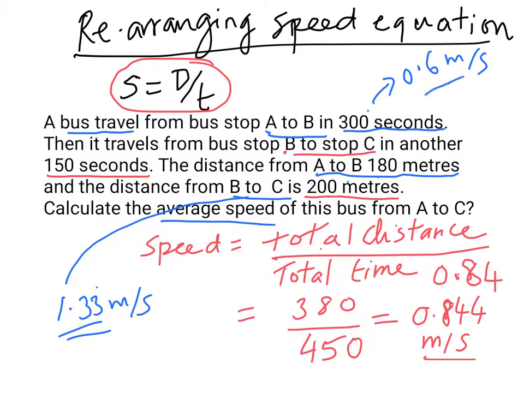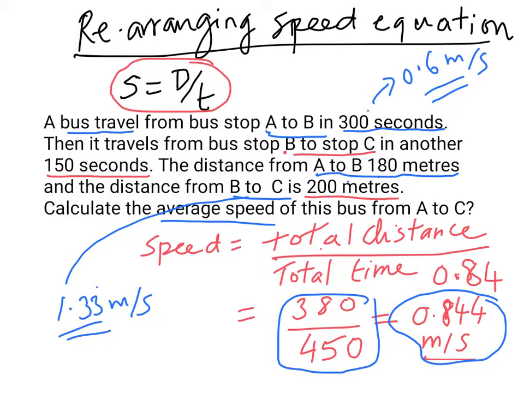So you can see the speed is not the same between the two sections. However, remember, you're only working out the average speed. It's one useful thing to check: the average speed is between these two speeds. Okay, so the average lies between the two speeds of the two different sections.